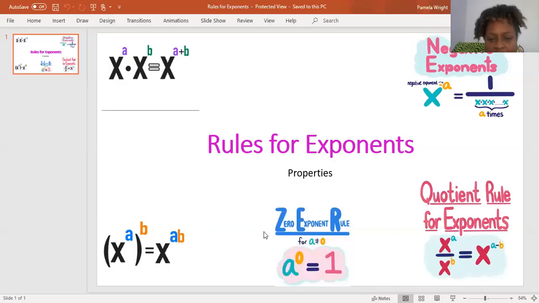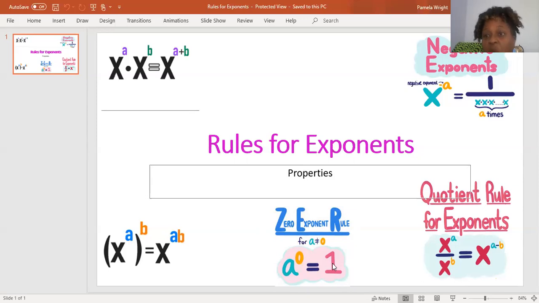All right, so the next rule we will look at is the zero exponent rule, okay? Here at the zero exponent rule, notice what it says, that a to the 0 power is equal to 1. So let's evaluate that, and let's look at a few models that will assist us with that, okay?